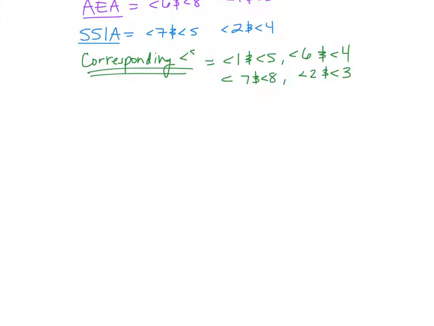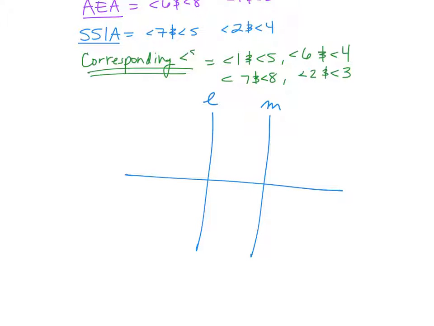I'm going to switch it up a little bit and just see if you still see it. So if this is line L, line M, and line N, which one's your transversal right now? N, okay? So that's the one that you're paying attention to in terms of where things are falling. Okay, so where are alternate interiors? 8 and 6, 4 and 2, okay?